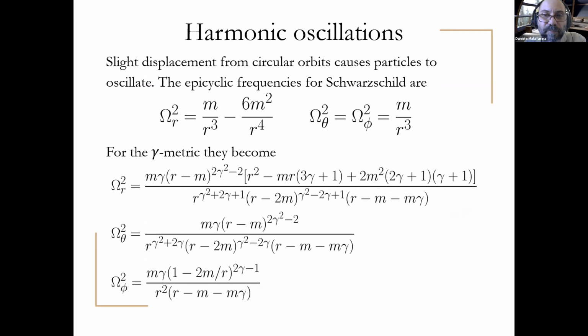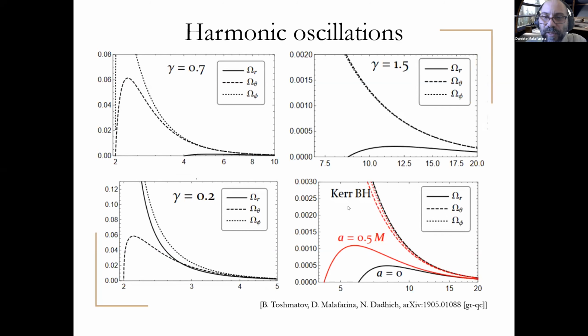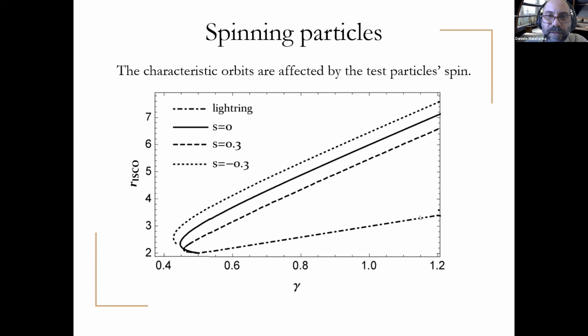Other things you may look at, I'm not going to stay here in the detail because I'm already approaching 20 minutes, is harmonic oscillations. So you may have harmonic oscillations when you have gas accreting on the central object, this gas may move about circular orbits and emit with some frequencies that may allow you to measure these epicyclic frequencies from the spectrum of the accretion disk. So this is something that, in principle at least, could be measured. And then you can see again how that departs, and you can compare it with Schwarzschild, gamma with different values, and Kerr with different values of the angular momentum.